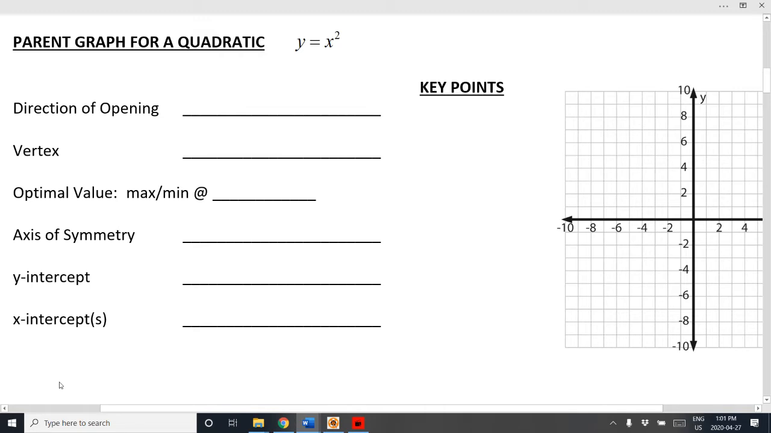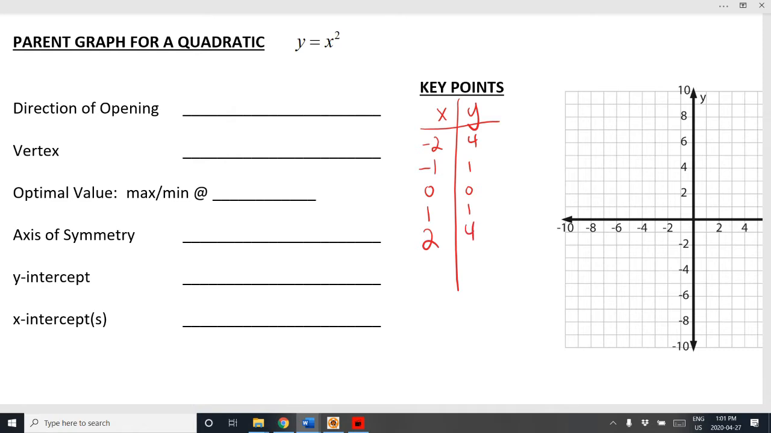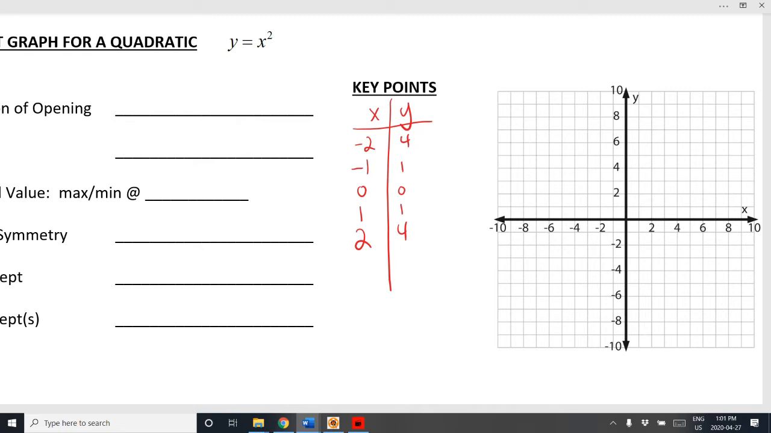So let's review the parent graph for a quadratic, y equals x squared. If you remember the key points, the ones we're always going to look at are -2, -1, 0, 1, and 2 for our x values, and our y values are just going to be those values squared. So 4, 1, 0, 1, and 4. As I said in our last lesson, we should really memorize these, and it'll help us a lot in graphing things in vertex form. So let's put those points on our graph here, and we'll fill in our parabola. So -2 is 4, -1 is 1, 0 is 0, 1 is 1, and 2 is 4.